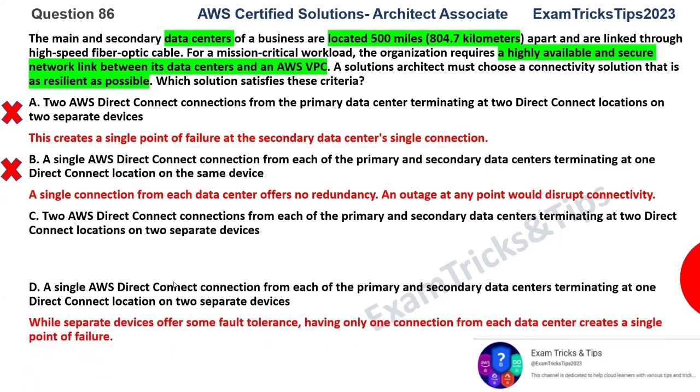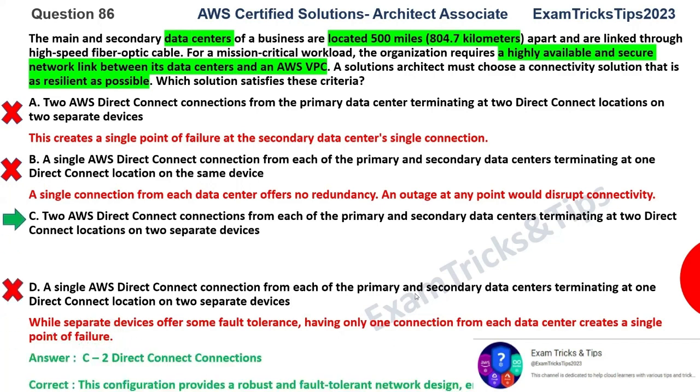And that leaves us with option C, which says two AWS Direct Connect connections from each of primary and secondary, which is great. So both primary and secondary have redundancy built in for higher connectivity, and both will end at two Direct Connect locations. So you have 2 into 2, 4 possible options by which you can have connectivity from a data center to AWS. From each of the data centers, you are terminating on two Direct Connect locations on two separate devices. That gives you a high amount of resiliency, and this is the correct answer for this particular question.